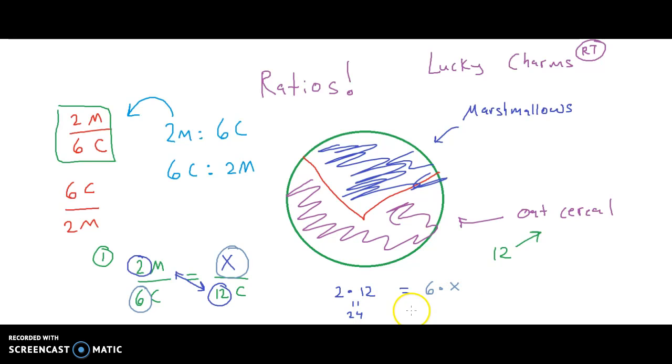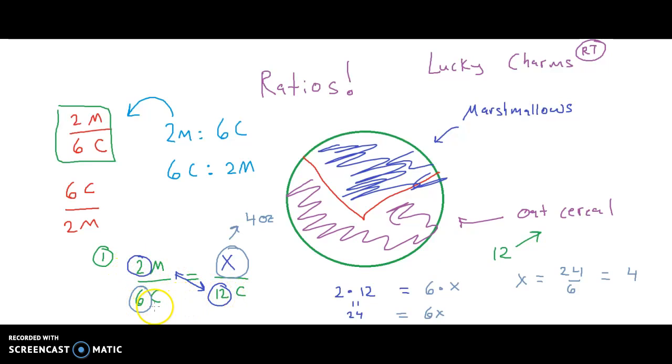Here's what we got: 24 has to be equal to 6x. To solve for x, how many ounces of marshmallows match up with 12 ounces of cereal, we divide both sides by 6. So x, the number of ounces of marshmallows we're looking for, is equal to 24 divided by 6, which is equal to 4. So the number of marshmallows that would keep the same ratio with 12 ounces of cereal would be 4 ounces of marshmallows.